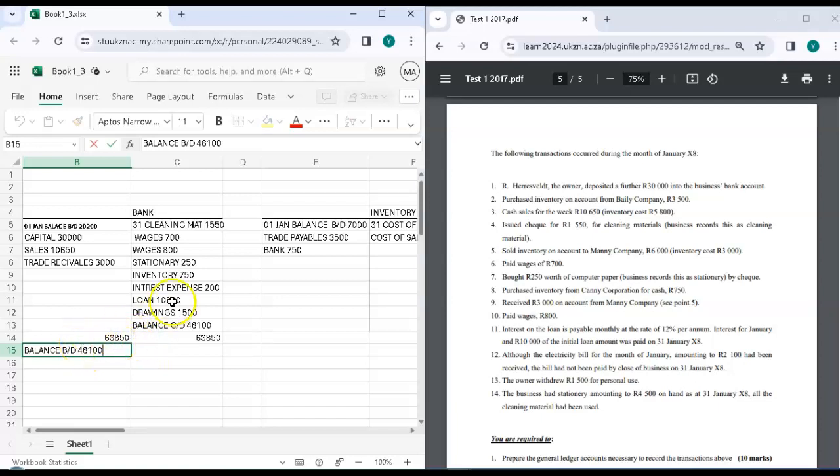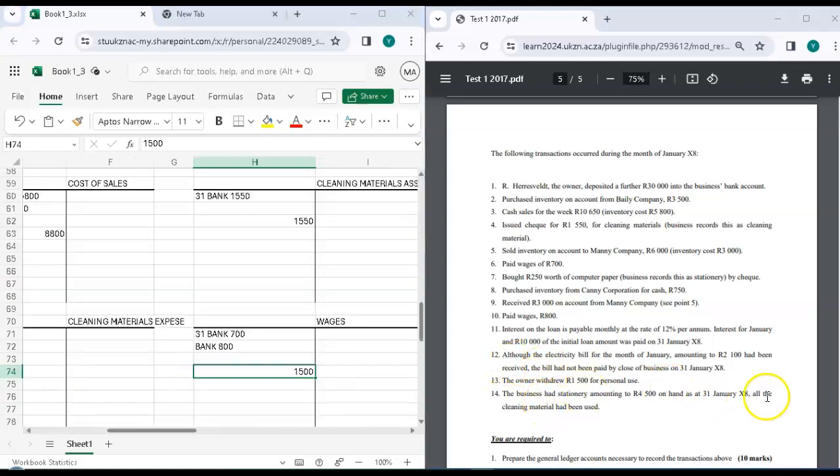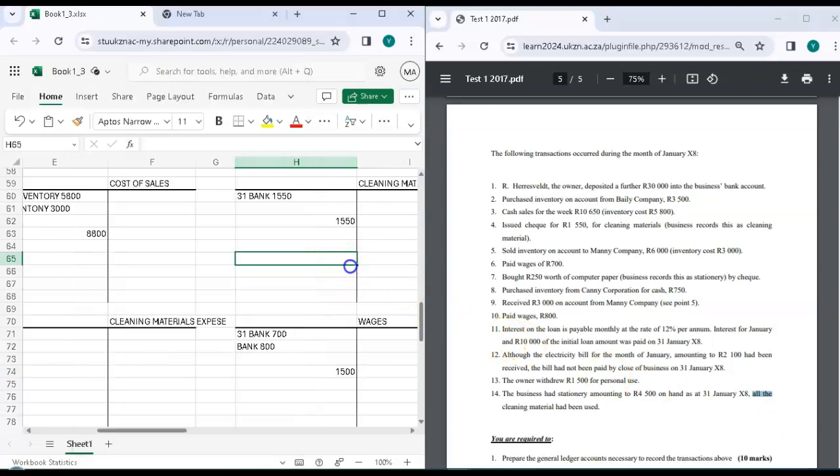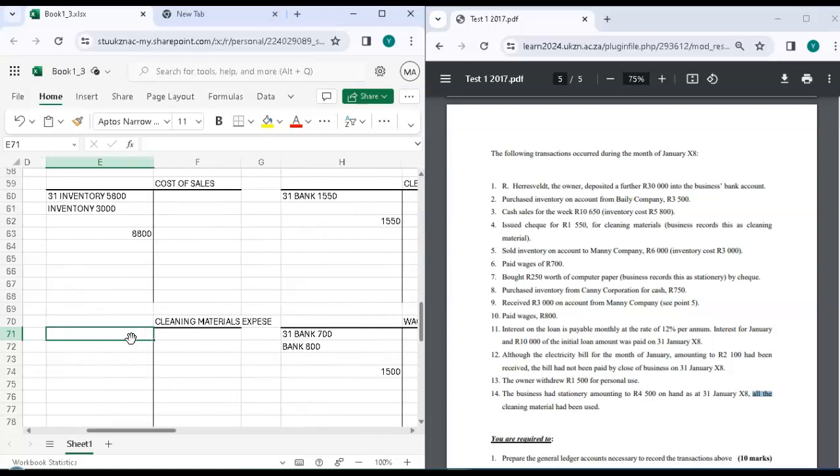Now similarly, you do this with all accounts, which I'm going to do now. Now if you look at the sales column, there is nothing over here. So you can say, if you want, balance carried down over here and brought down 16,650, but you can also just put it over here, 16,650. It's the same thing. Also, I forgot the last transaction: all the cleaning material was used. So all was used. Now you had 1,550, right? So if all is used, you debit cleaning material expense and you credit the cleaning material asset.